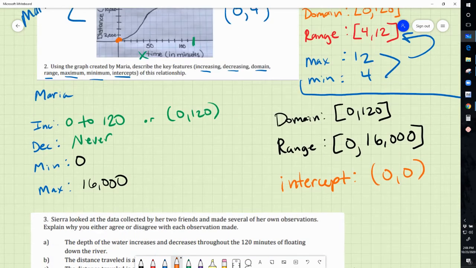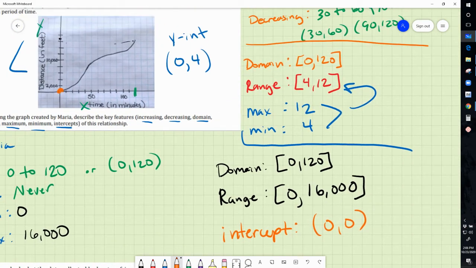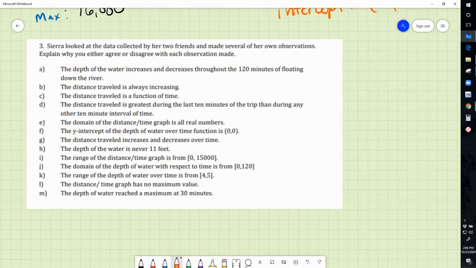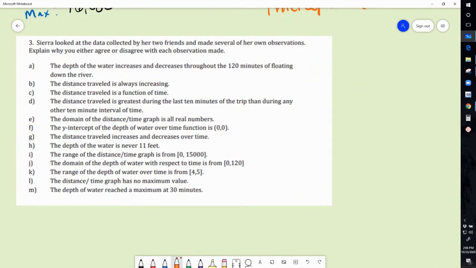Okay, let's go back up here. Remember that the table is talking about depth. The graph is talking about distance. So now look at this. If A says the depth, you're talking about the table. If it says distance, you're talking about the graph. So be aware of what it's talking about before you answer the question. Okay, the depth of the water increases and decreases throughout the 120 minutes of floating down the river. You're going to put agree or disagree, and then you also need to tell me why.